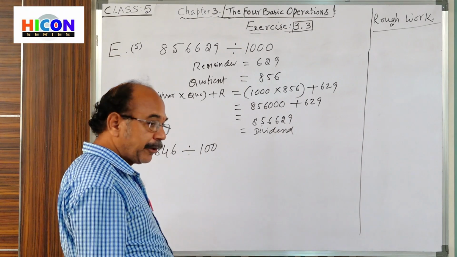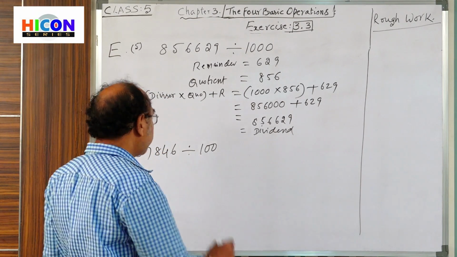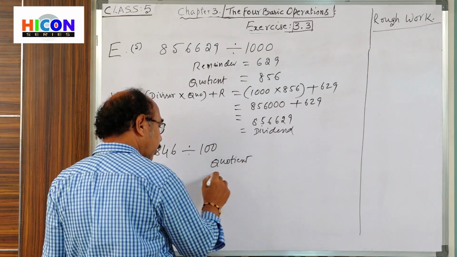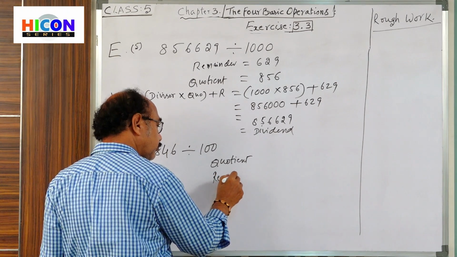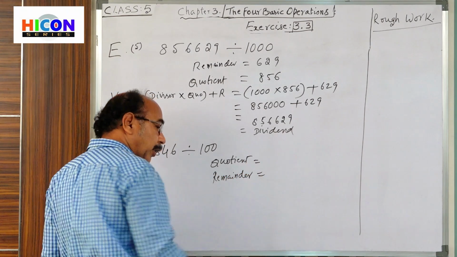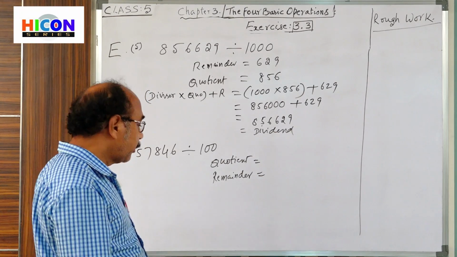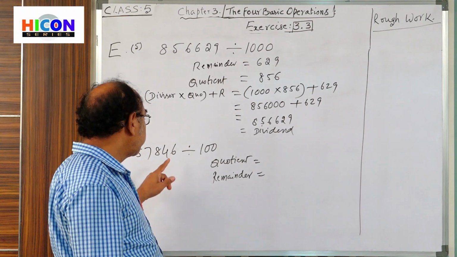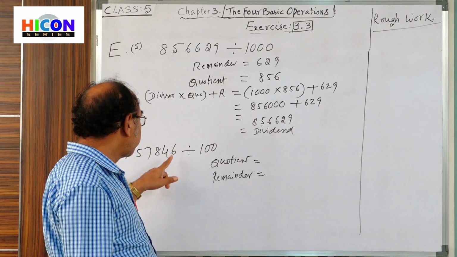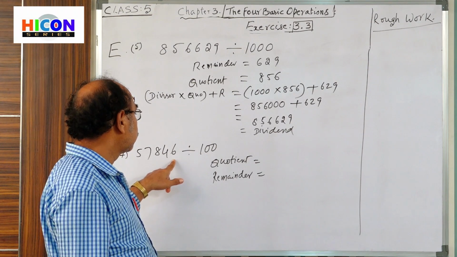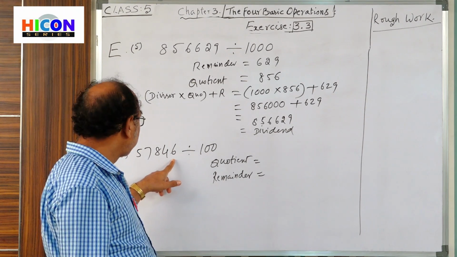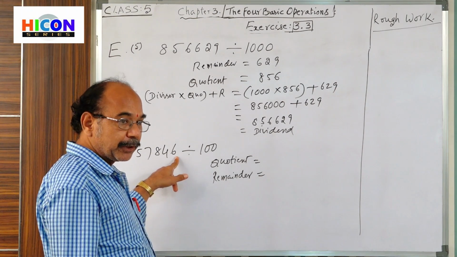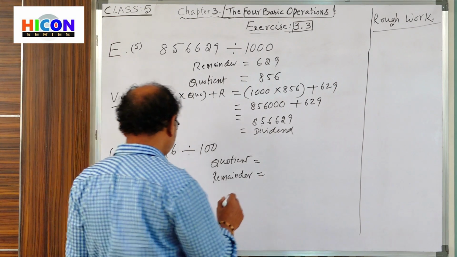Now come to this seventh question. 57,846 is to be divided by 100. So find the quotient and remainder. Apply the property. What is the property? Any number divided by 100, then the digits in the tens place and ones place occupy the remainder place. That means here the remainder is 46.